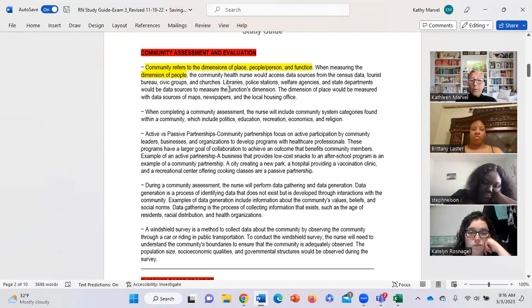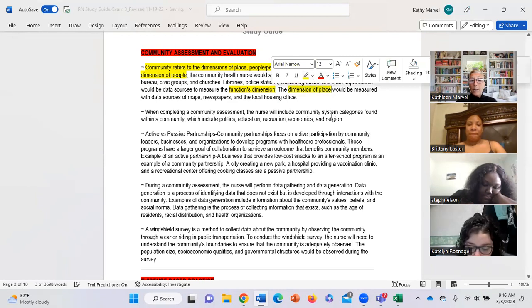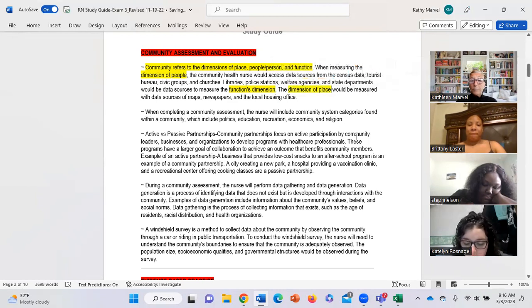Okay. What do we look at when we try and find out the community's function? Well, we're going to look at libraries, police stations, welfare agencies, state departments would be good places to get that data. And then how are we going to get data with regards to place, dimension of place? Maps, newspapers, local housing.